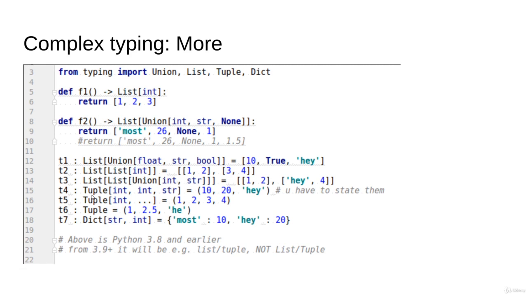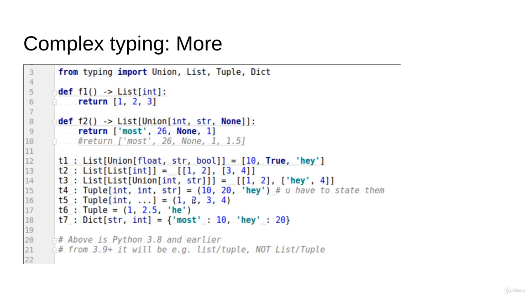I have a tuple. Now observe with the tuple the following. If you have a tuple of 3 elements, you have to specify for every one of them what the type is. You cannot just write tuple of int. You have to write tuple of int for the first element, int for the second element, str for the third element. If you'd like to indicate that all of them are int, there is a shortcut. You can write int, comma, then 3 dots. This ellipsis here refers to a tuple of a lot of integers.